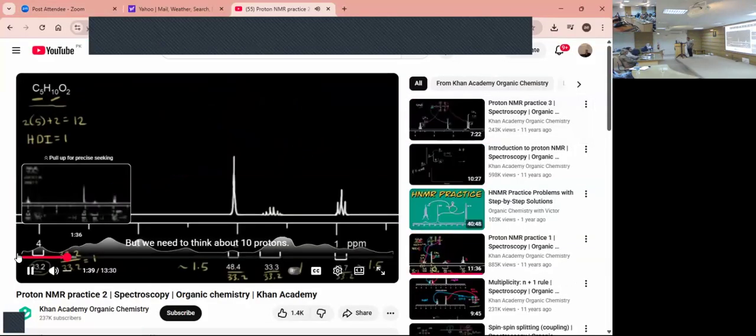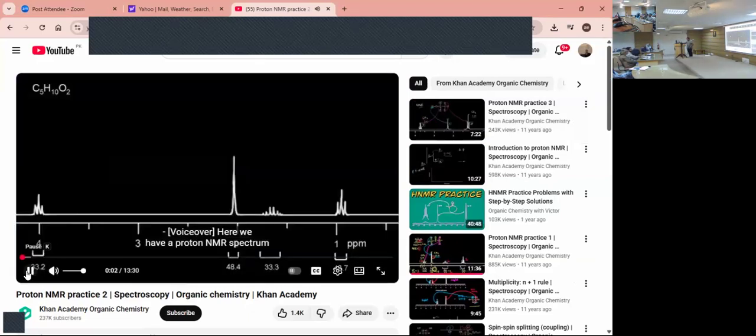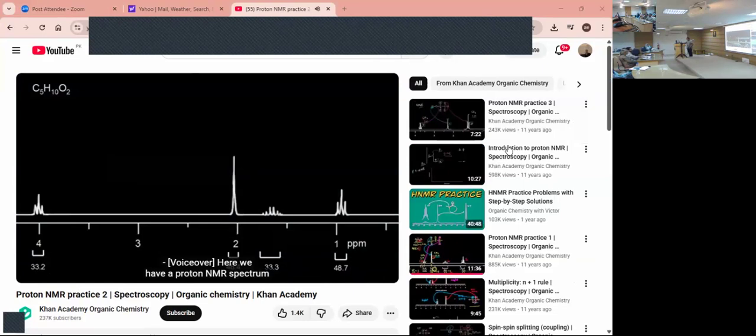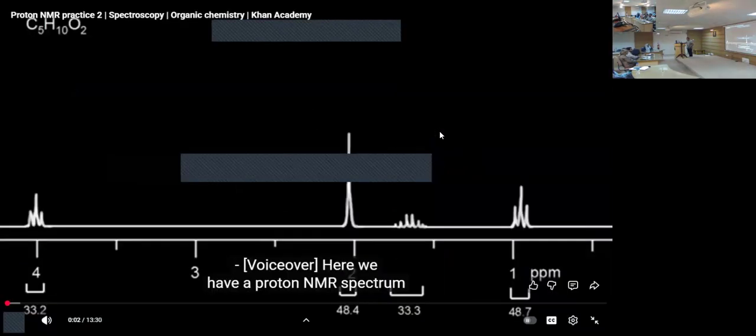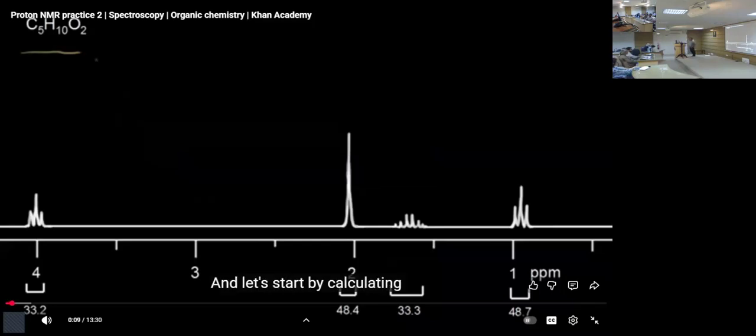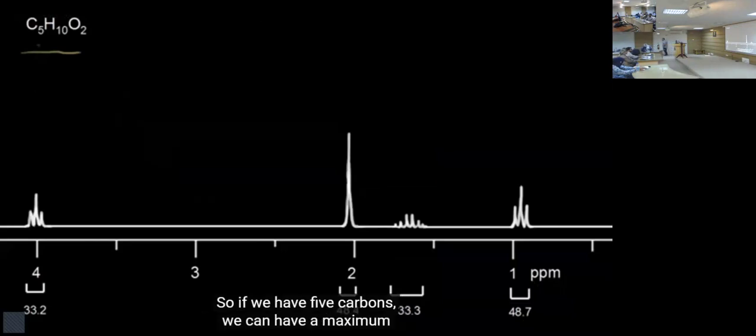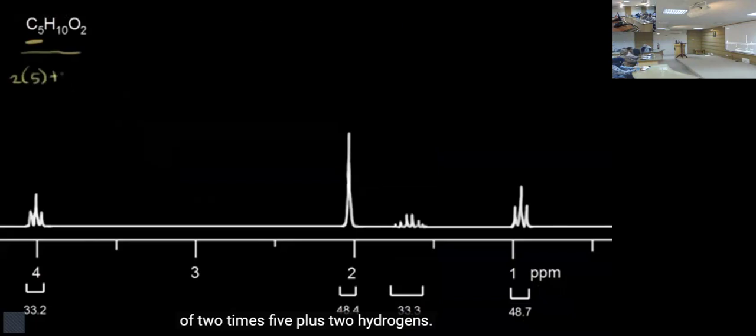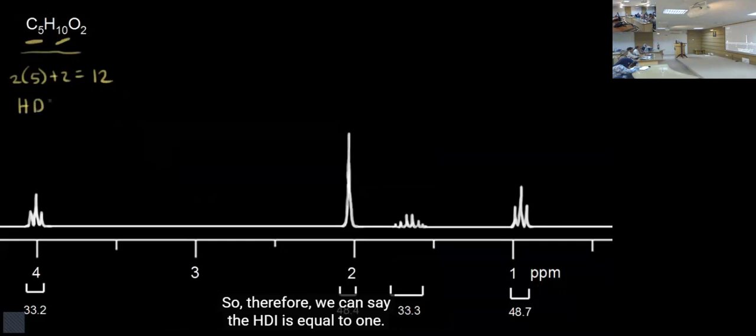But we need to think about, here we have a proton NMR spectrum for a molecule that has a molecular formula of C5H10O2. Let's start by calculating the hydrogen deficiency index. If we have 5 carbons, we can have a maximum of 2 times 5 plus 2 hydrogens, and so that's equal to 12. So 12 hydrogens is the maximum number for 5 carbons. Here we have only 10 hydrogens, and so we're missing 2 hydrogens. We're missing 1 pair of hydrogens. Therefore, we can say the HDI is equal to 1.